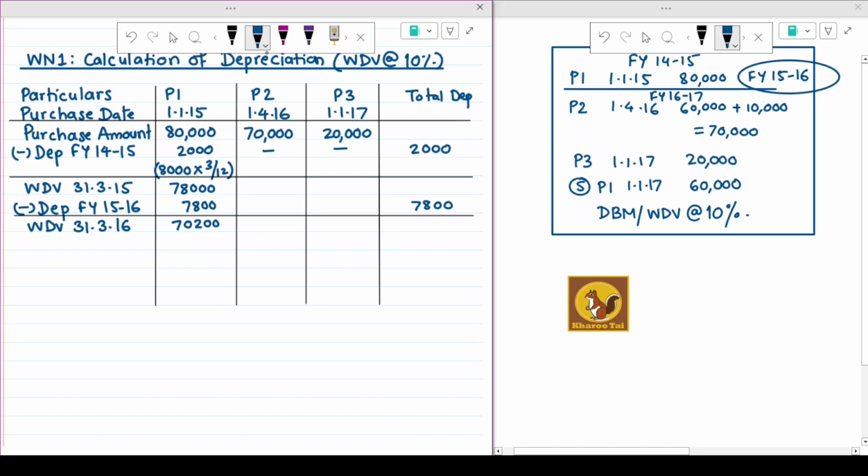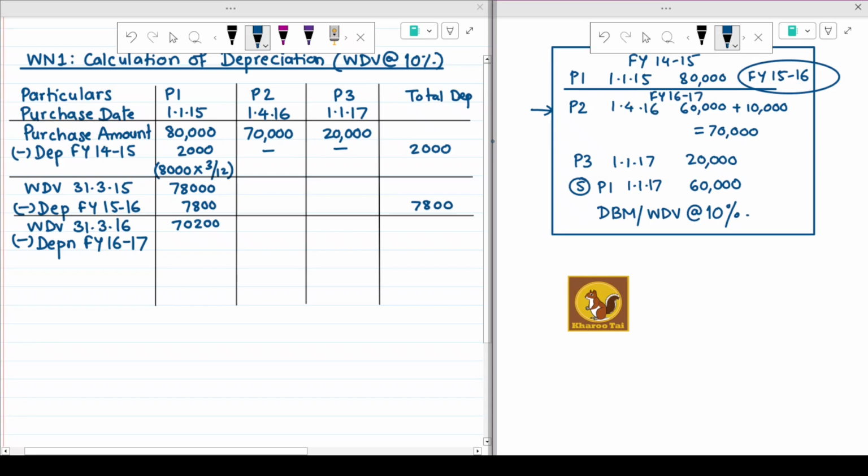Now in third year, we have purchased 2 plants, right? Plant 2 and plant 3, and we have sold plant 1. Less depreciation for financial year 16/17. Second plant was purchased on 1st April 16, and it was used for whole year, as it was purchased on first day of the year. So depreciation calculation is easy. 70,000 into 10%, that is 7,000.